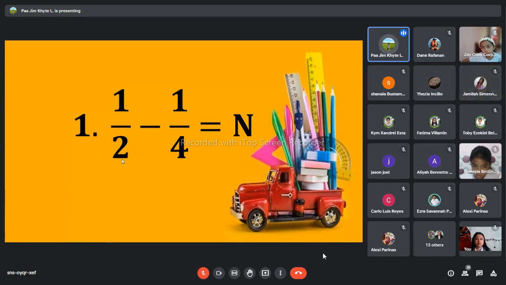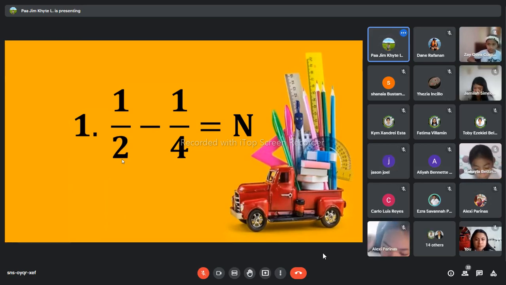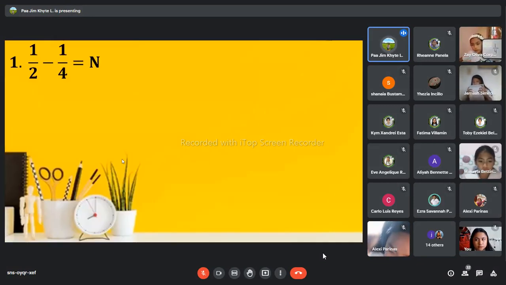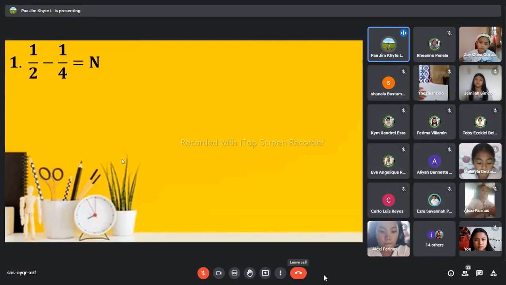Are you done? Yes, ma'am. Okay. Show to your screen your answers. Let's see if your answers are correct. So our equation is 1/2 minus 1/4 is equal to n.